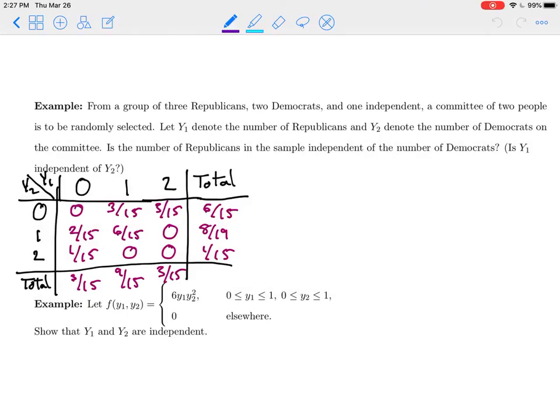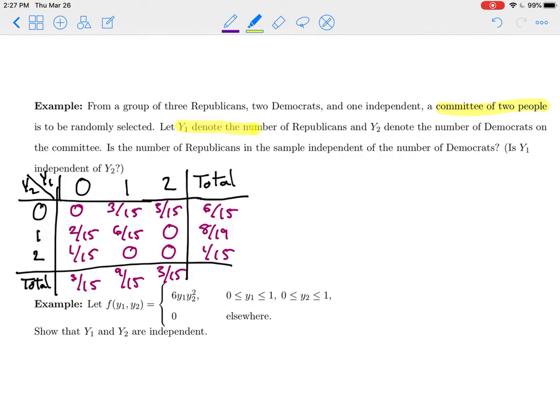In this video, we're going to take a look back at an example from section 5.3. In that example, we had a group of 3 Republicans, 2 Democrats, and 1 independent. From those 6 people, a committee of 2 people is being formed, and it's being randomly selected.